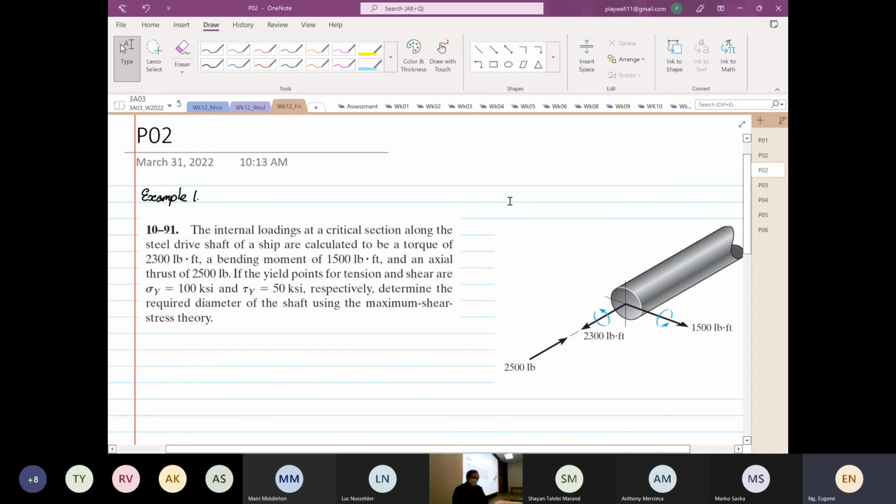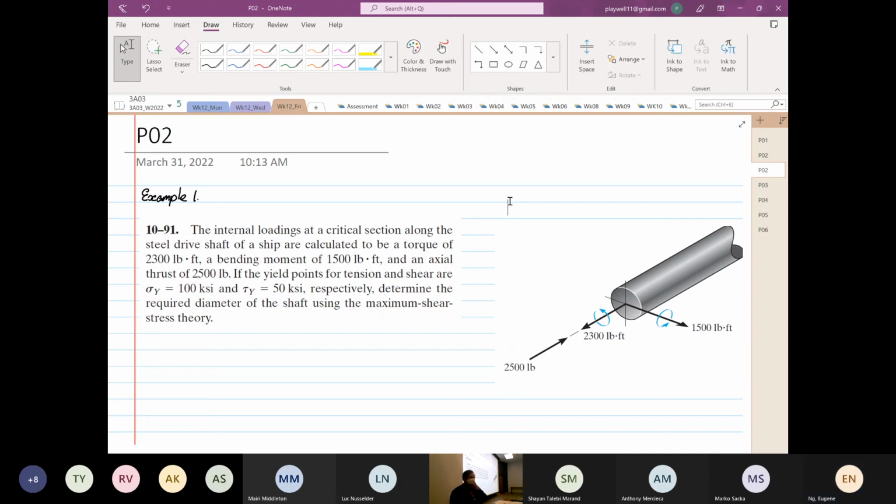So we have an internal load at a critical section. So when they say, okay, let me read first, okay? On a steel shaft of a ship, I calculate to have a torque of 2,300 pound-feet, a bending moment of 1,500 pound-feet, and an axial thrust of what? 2,500 pounds. Okay. If the yield for tension and shear are 100 ksi in tension, and 50 ksi in shear, respectively, determine the required diameter of the shaft using the maximum shear stress theory.